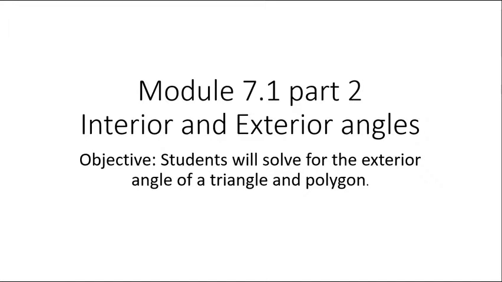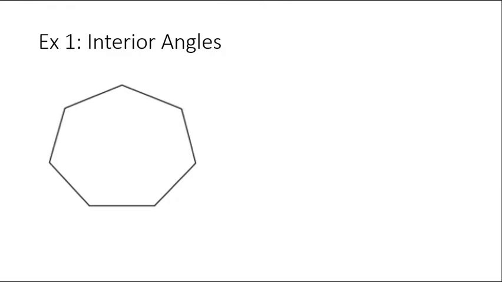Okay, so today we're going over module 7.1, this time part 2, still interior and exterior angles. So the objective is students will solve for the exterior angle of a triangle and a polygon. So first let's review what we did yesterday, interior angles.